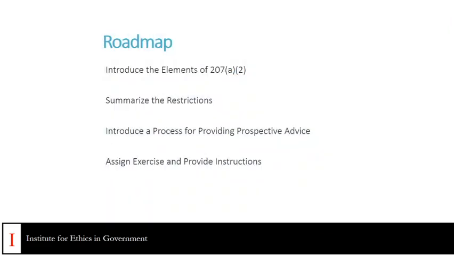In this session, you'll be briefly introduced to the statutory elements of the (a)(2) restriction, and we will provide clarifying summaries. We'll introduce a process you can use to help you apply the statutory elements to any facts you may have regarding an employee's proposed post-employment activities in order to provide prospective advice before the employee terminates service with the government.